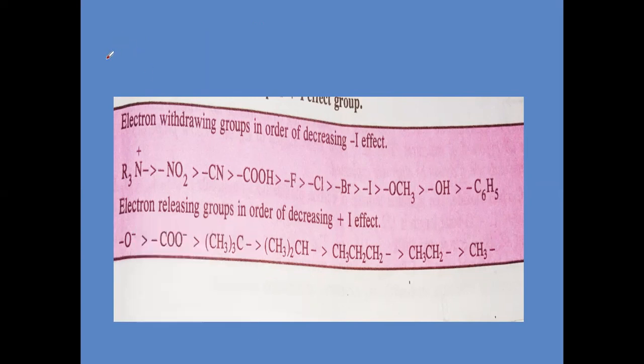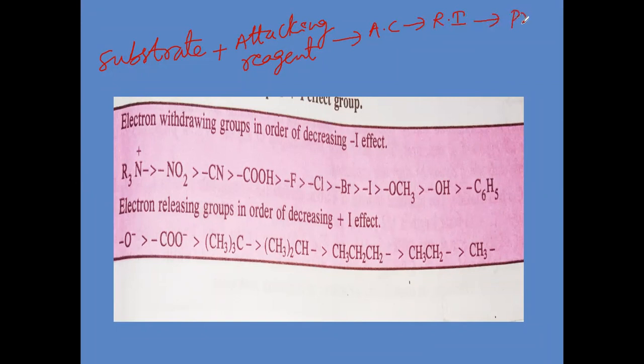Suppose you take any organic reaction. First there is the substrate, which means reactant. It will be attacked by the attacking reagent. Whenever the attacking reagent attacks the substrate molecule, intermediates will sometimes form. Sometimes first an activated complex forms, then the activated complex changes into a reaction intermediate, and the reaction intermediate changes into product. Lastly, products will be formed. So this is an organic reaction.